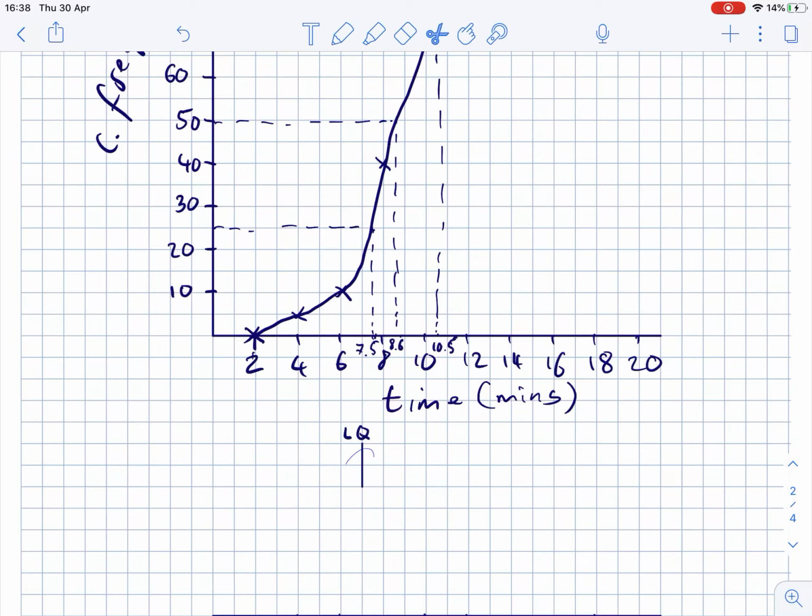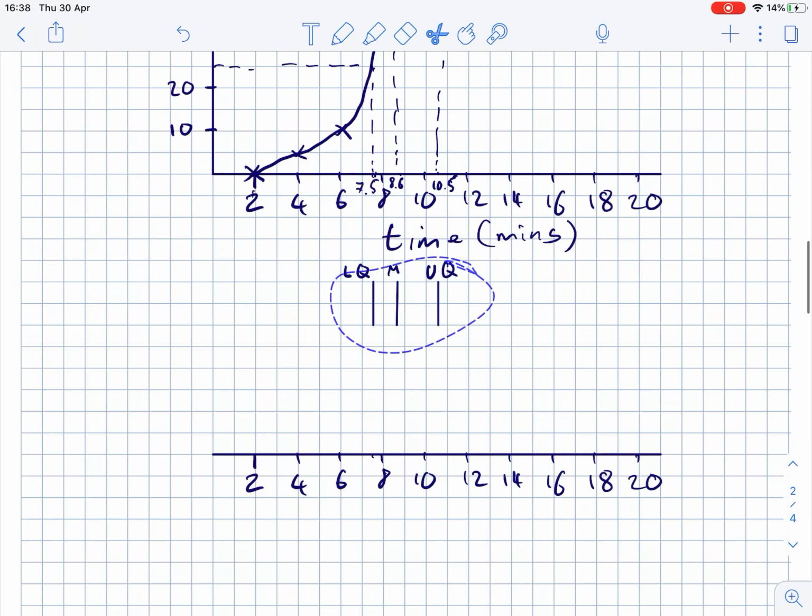I'm just going to move that 7.5 because that's at 7 at the moment. 8.6 is going to be our median, sorry, and 10.5 was our upper quartile. Now, there's a reason I've drawn these this way, okay? Because what I'm going to do now is just move these slightly down, onto an identical sort of scale, but without the y-axis this time.